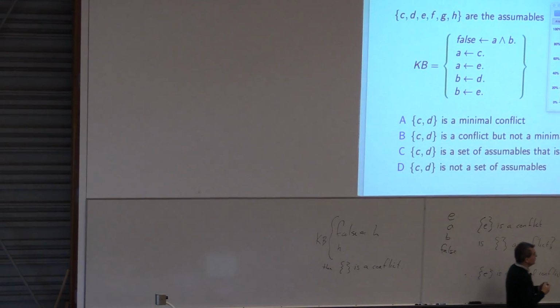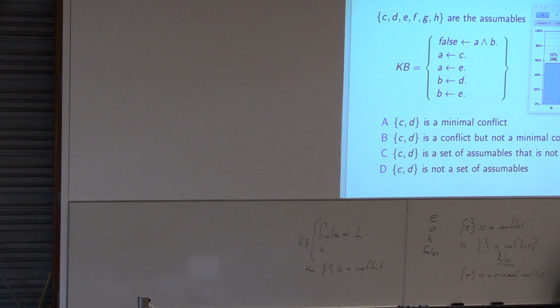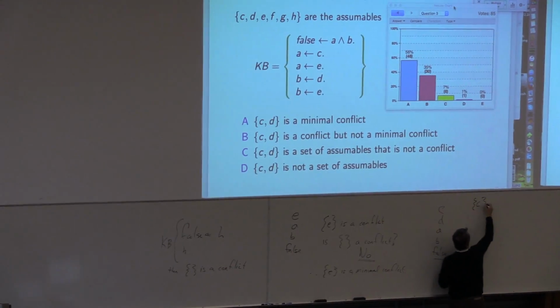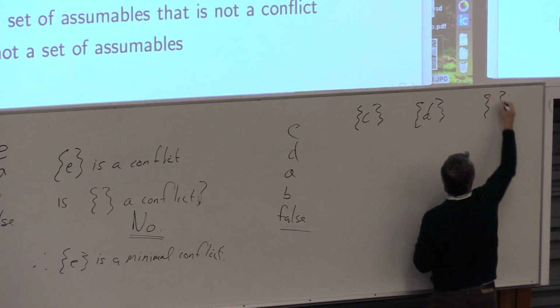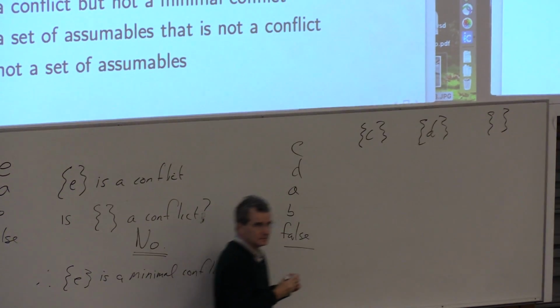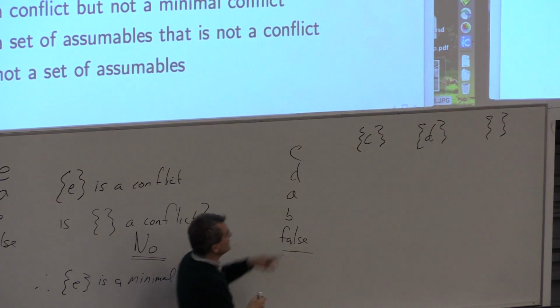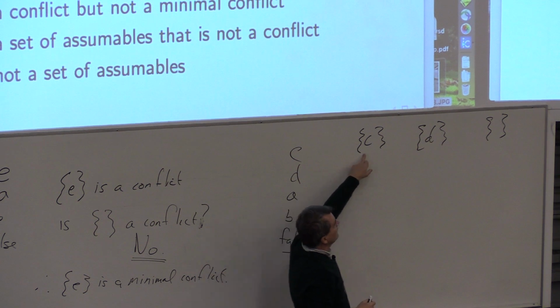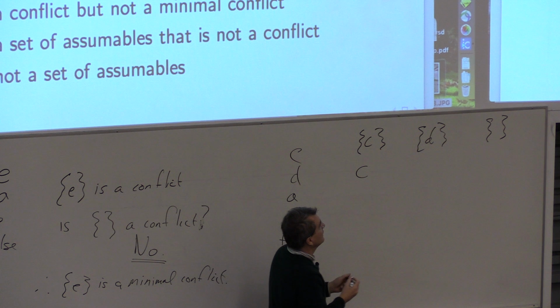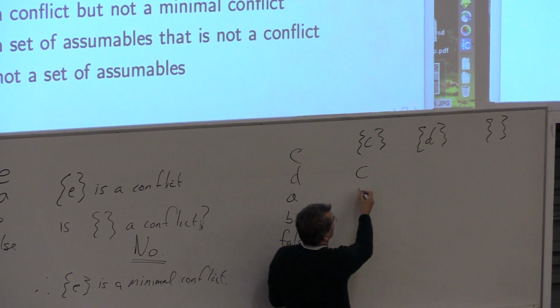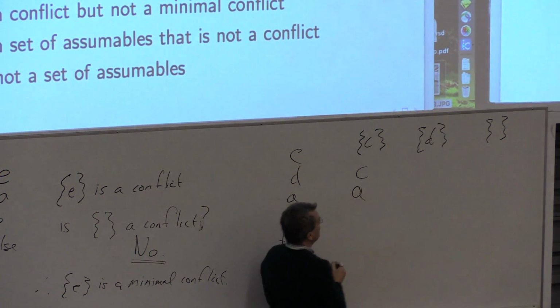So what are the subsets of it? The subsets are C, D, and the empty set. Right, so if we start with C, what do we get? Starting with C, we can derive A, and then we stop.